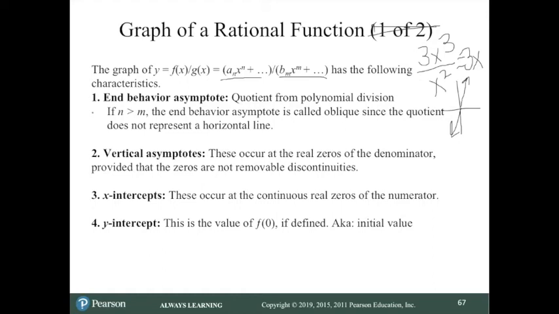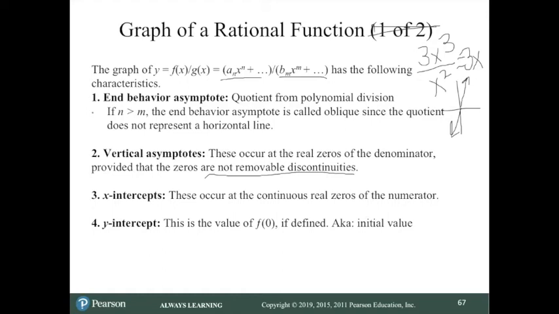We set the denominator equal to 0. And remember, if we simplify our rational function first and we have factors that cancel out, those are removable. So those are not asymptotes. So that's what this last part means. If they're not removable discontinuities, meaning when we simplified the fraction, we didn't have anything that could cancel out.